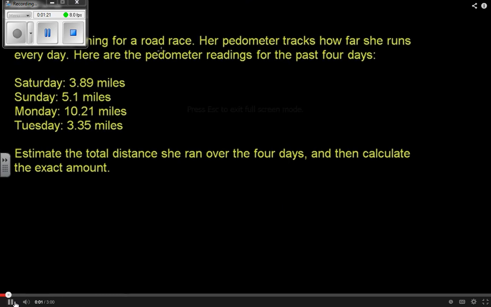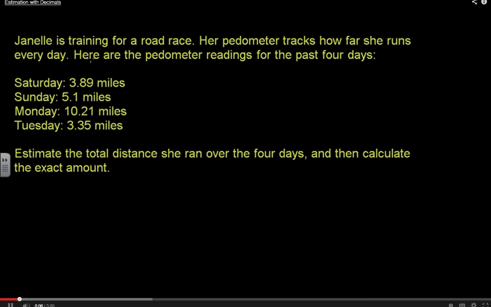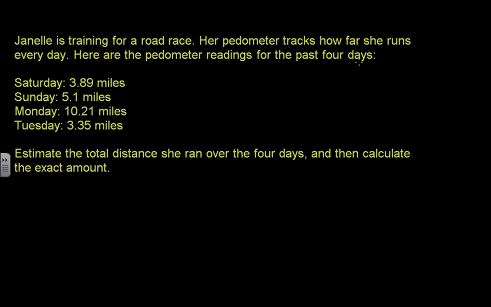Janelle is training for a road race. Her pedometer tracks how far she runs every day. Here are the pedometer readings for the past 4 days. So on Saturday, she went 3.89 miles, Sunday 5.1, Monday 10.21, Tuesday 3.35. Estimate the total distance she ran over the 4 days and then calculate the exact amount.